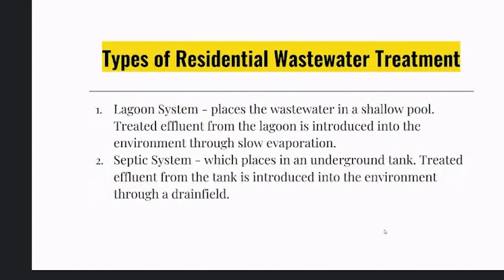Next. Types of residential wastewater treatment. So there are two types of residential wastewater treatment. First is lagoon system, which places the wastewater in a shallow pool. Then treated effluent from the lagoon is introduced into the environment through slow evaporation. Second is the septic system, which places the wastewater in an underground tank. Treated effluent from the tank is then introduced into the environment through a drain field.